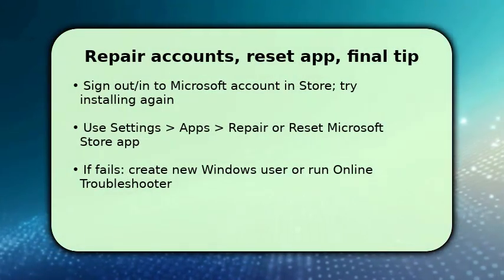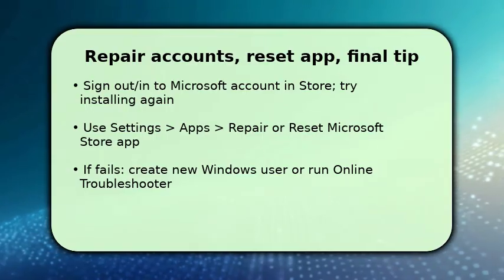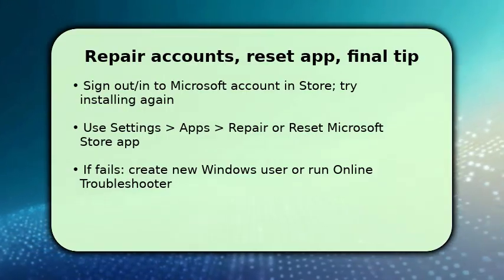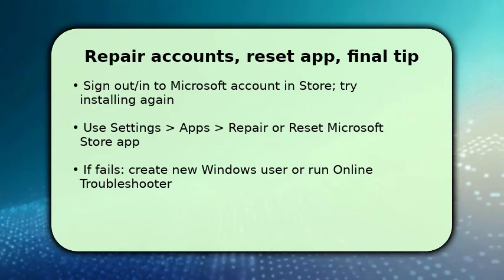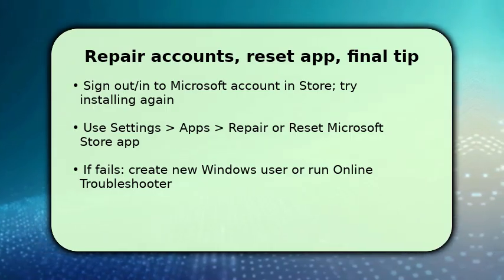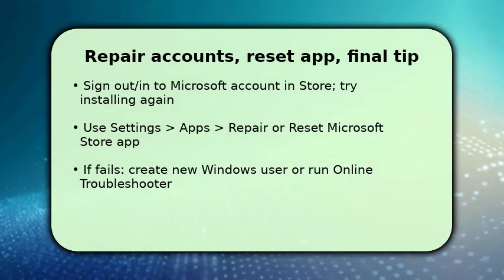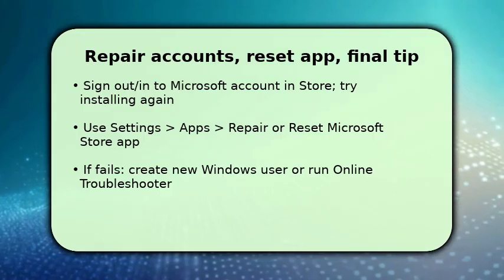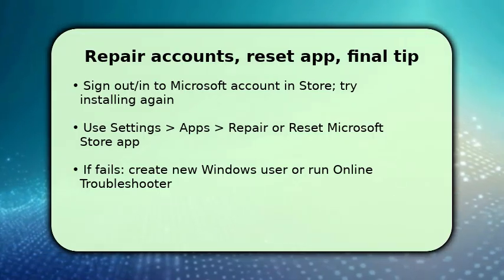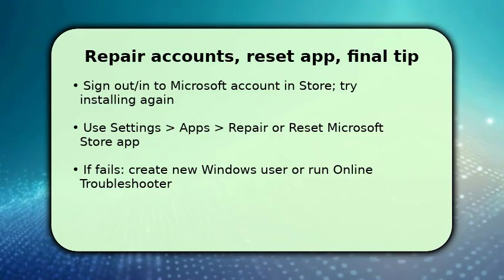Finally, you repair account and app-level issues that remain. Sign out of the Microsoft Store and sign back in to refresh tokens, then try the download. If that fails, use Settings app's Microsoft Store Advanced Options to repair, then reset if needed. Repair keeps data. Reset reinstalls the app.